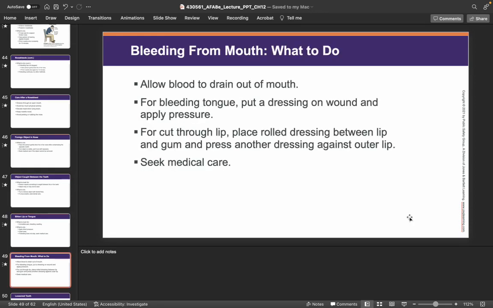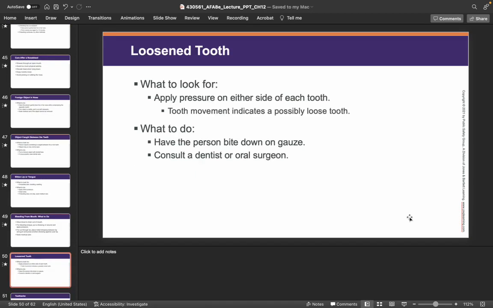Okay, so bleeding from the mouth, allow the blood to drain out, and then basically we're going to take some sterile gauze, put it in there around the wound and have the person apply some pressure. Okay. If they do have a cut through their lip or their cheek, then just like when we talked about fish hooks and stuff, or cuts from the outside into the person's cheek, we're going to put gauze on the inside and the outside. Okay, and then seek medical care as necessary.